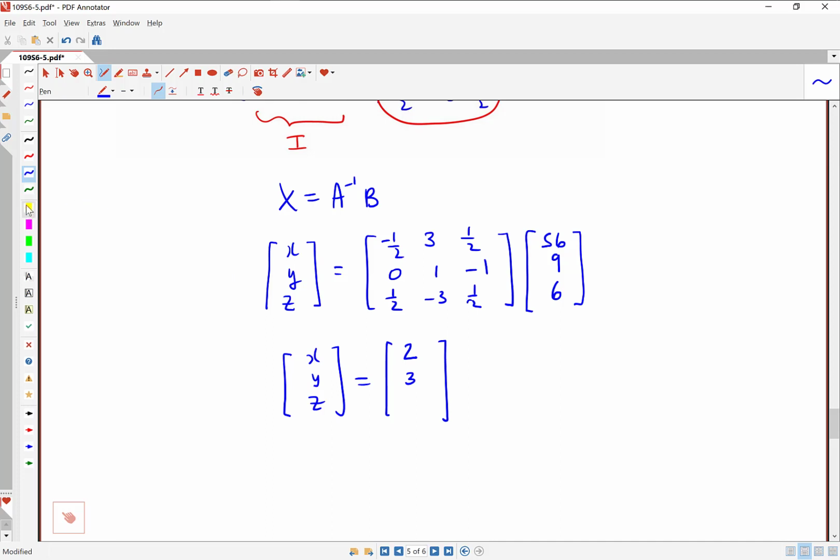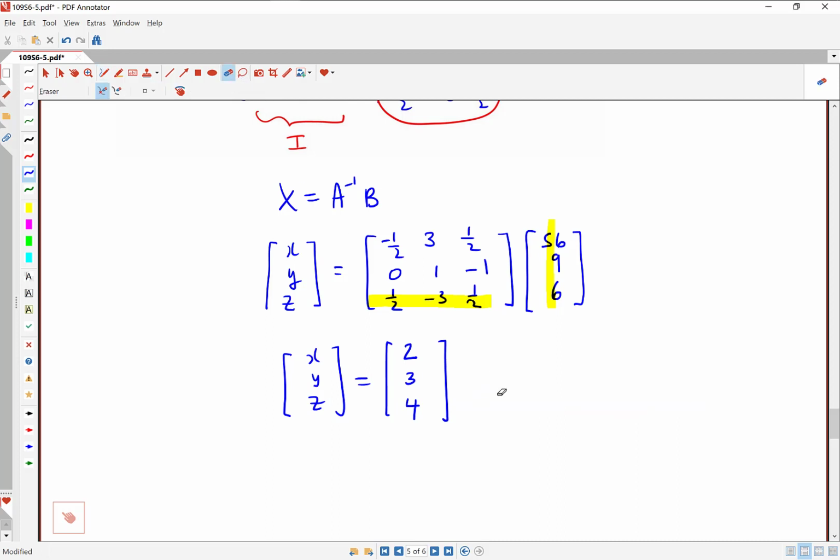And then finally, for our last operation, we're going to take the bottom row, do the dot product with that column there. So let's write out what the process looks like. What you would type into your calculator, half times 56 minus 3 times 9 plus half times 6. So that gives 4, and that's telling us that Z equals 4.